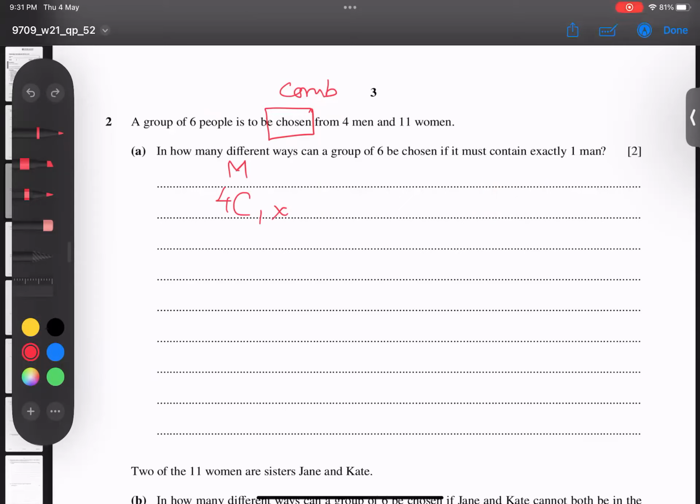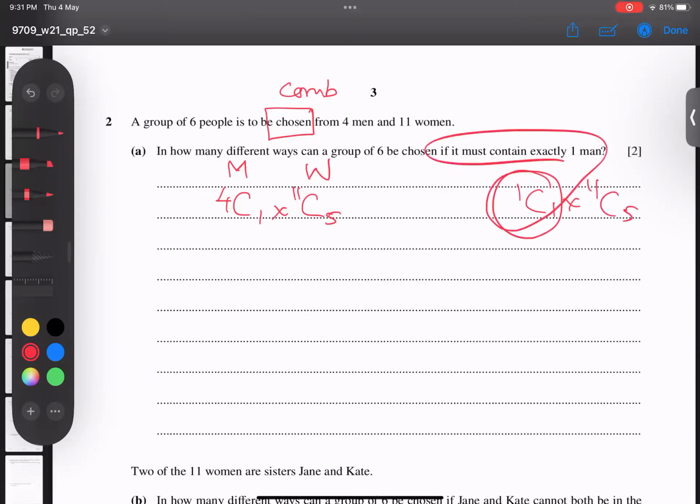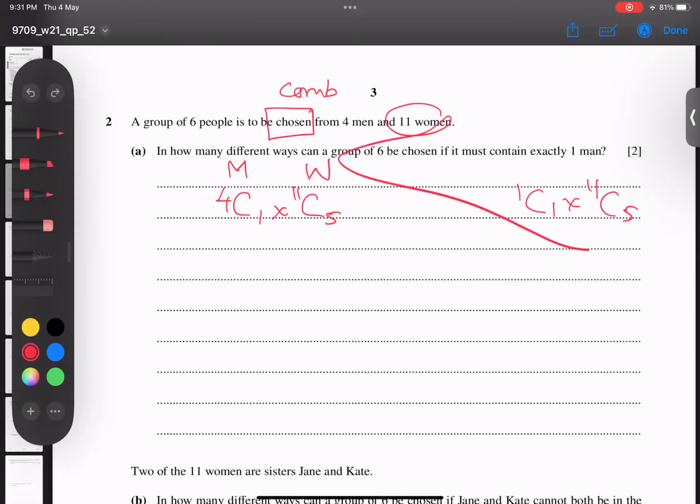And I need how many total? 6 I need actually. So 1 is done and 5 left. But this 5 I will take from where? From 11 women. I hope the point is very, very clear. Once again, I repeat, if you say one particular man, then I will take 1C1 into 11C5, because a particular man I take, and from 11 women I need 5.